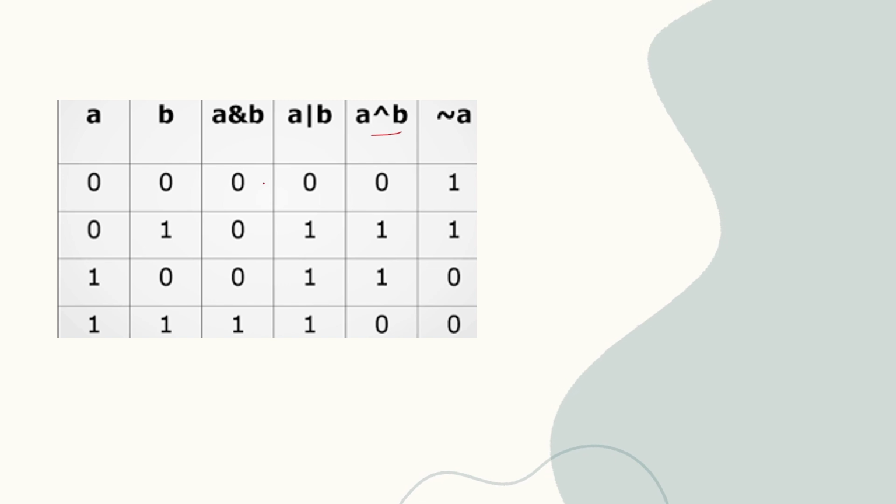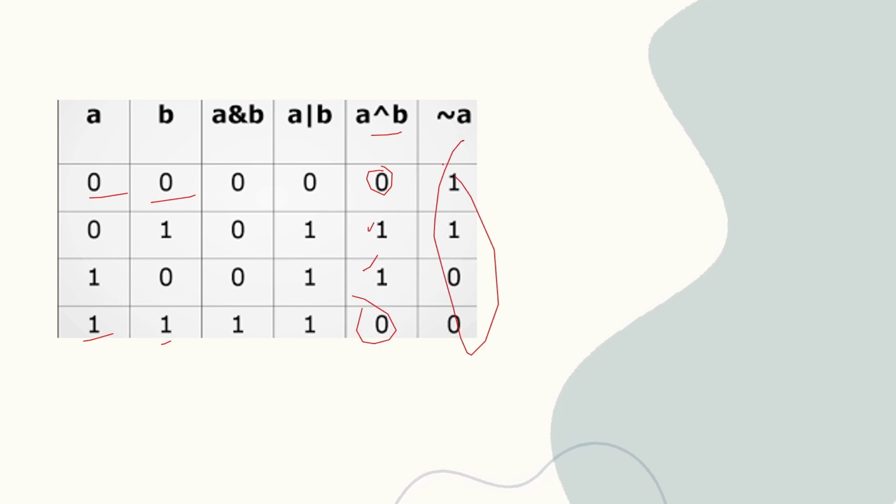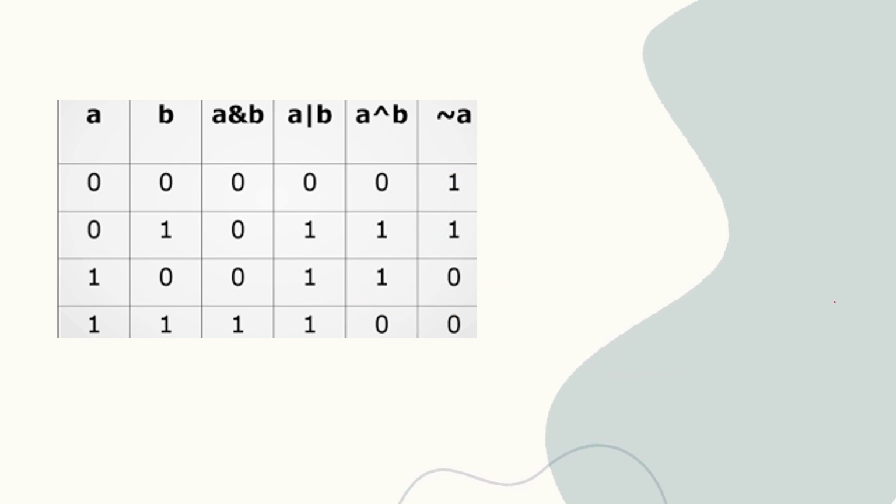Similarly for XOR, as I said, if both are the same, then it's 0. So these are the cases. Both are the same, that's why 0. Otherwise 1, right? And negation, it's the opposite. Plus minus, minus plus. Something like that. That is about bitwise operators.